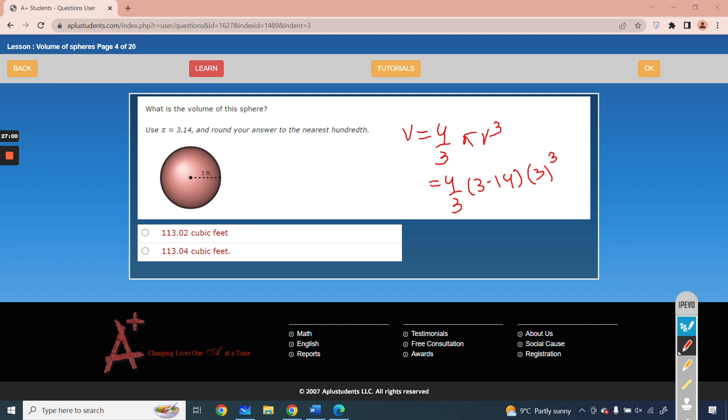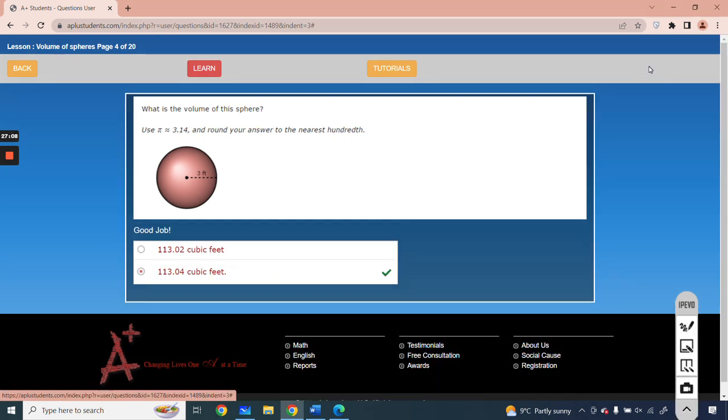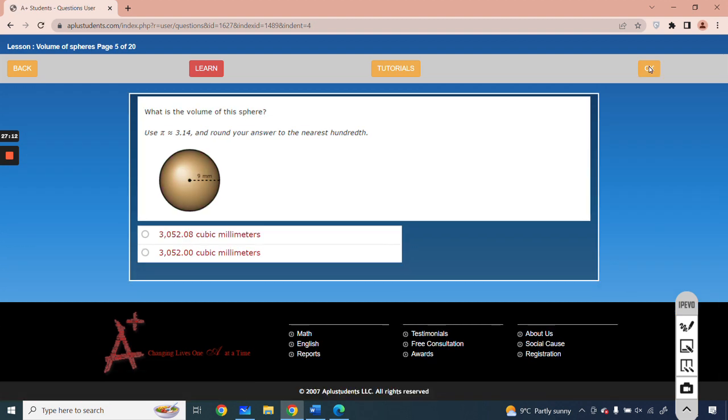So option number 2 is the correct option. Got it? Just select the correct option and click on the OK button. Okay, now for the next one, you have to calculate the values and let me know the answer. So which is the correct option?